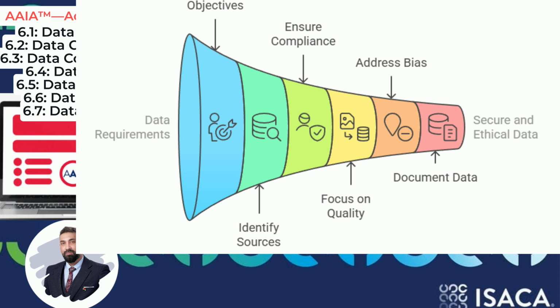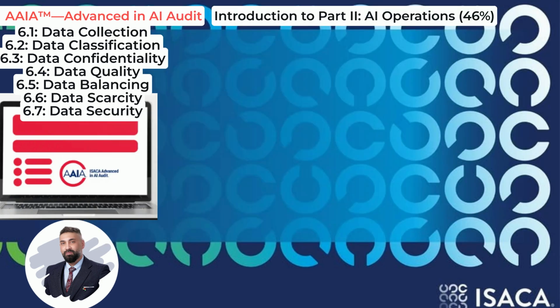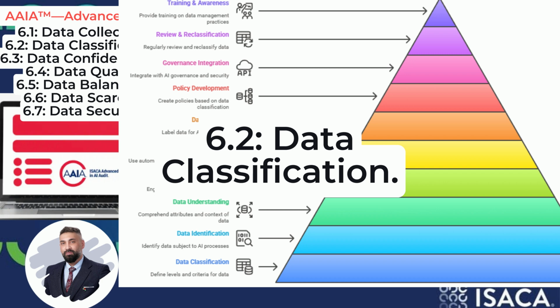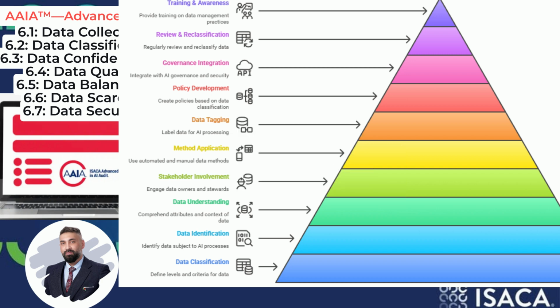Once data is collected, we need to organize it. This brings us to section 6.2, data classification. Data classification in the context of AI is the process of organizing data into categories based on its type, sensitivity, value, and relevance to the AI application and the organization. This systematic categorization is what enables granular security controls, appropriate privacy measures, and effective access management, all of which are fundamental to responsible AI. The importance of data classification for AI cannot be overstated.